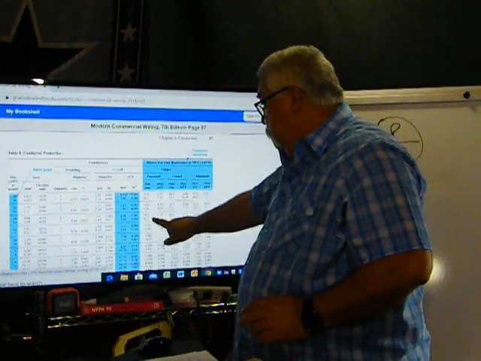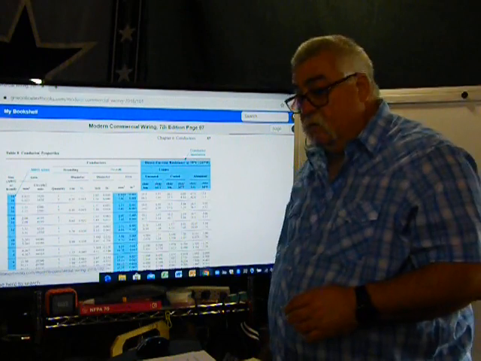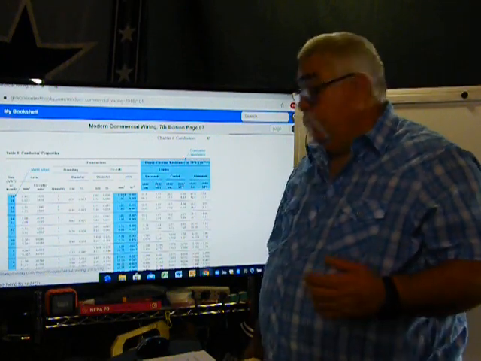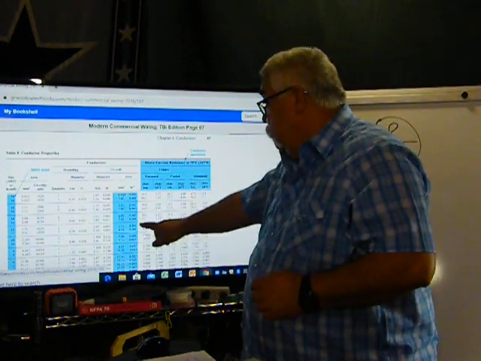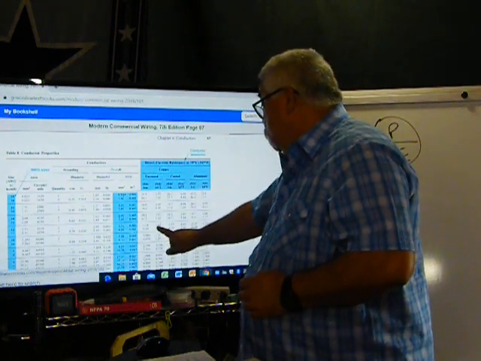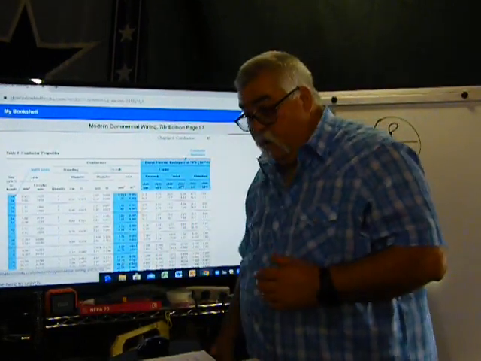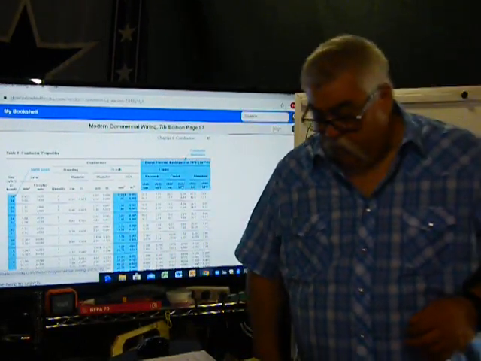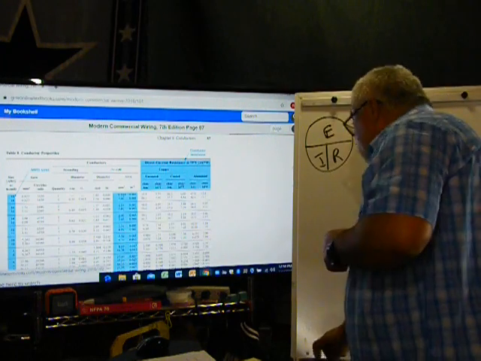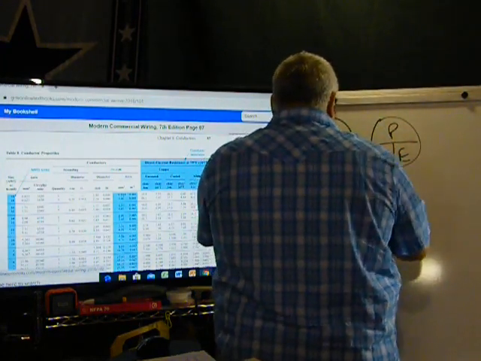So we come over here. I got a piece of wire that's 50 feet long. What's the resistance of that wire? Number 12 solid, coated copper, ohms is 1.93. This is for 1,000 feet. I don't have 1,000 feet here. Let me just find it. 1.93.